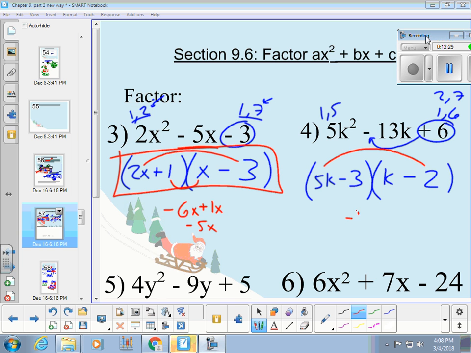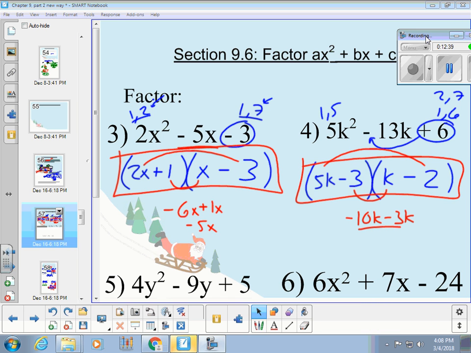5k times -2 gives me -10k. -3 times k gives me -3k. And yep, those combine to give me -13k. So there's my combination. I can maybe right now pause the video, try the last 2 or 3 that I have on this page, and then I'm going to go through them right now as well.